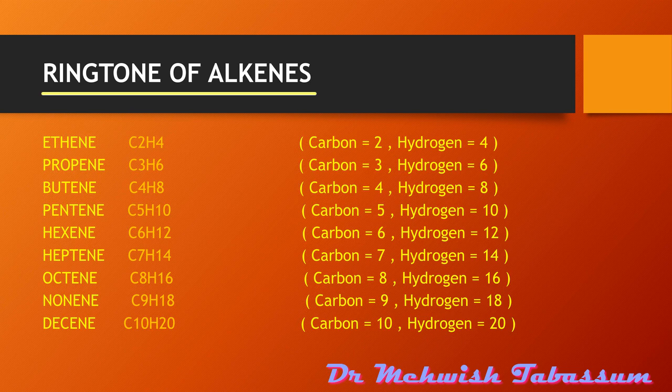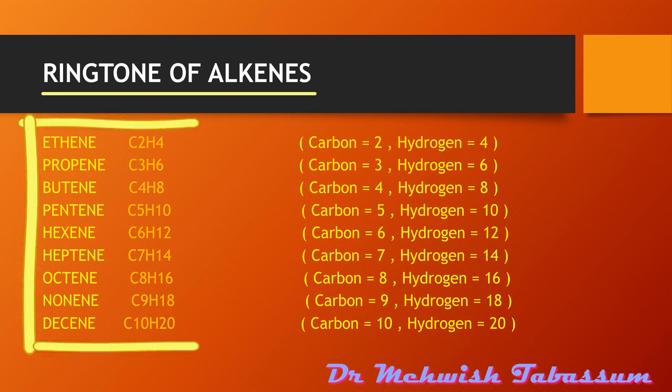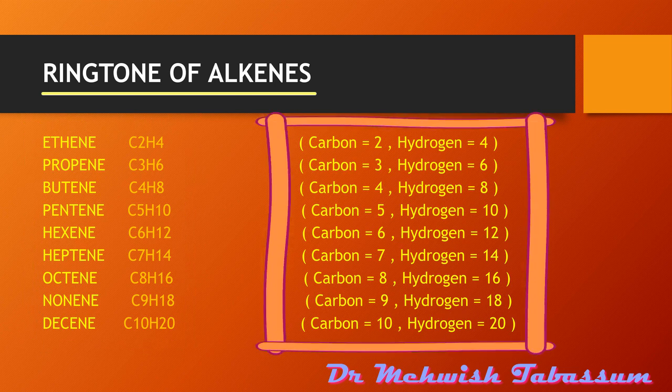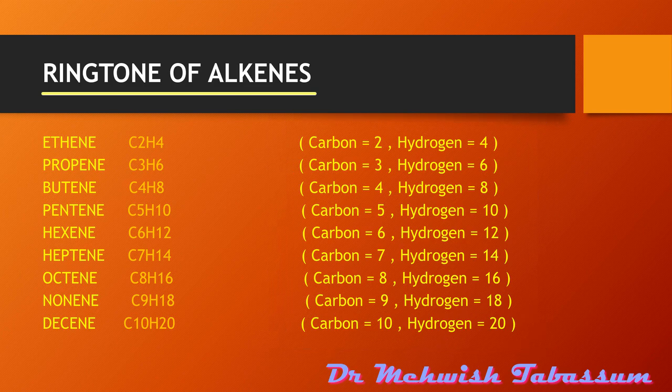So let's make a ringtone. Ethane, propane, butane, pentane, hexane, heptane, octane, nonane, decane. Ethane has 2 carbons, propane has 3, butane has 4, pentane has 5, and hexane has 6 carbons. Heptane has 7 and octane has 8, nonane has 9, and decane has 10. That was all we wanted to learn.